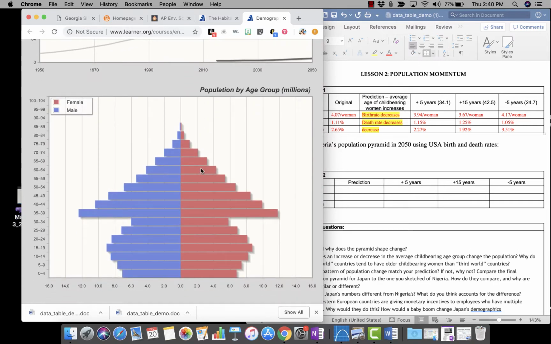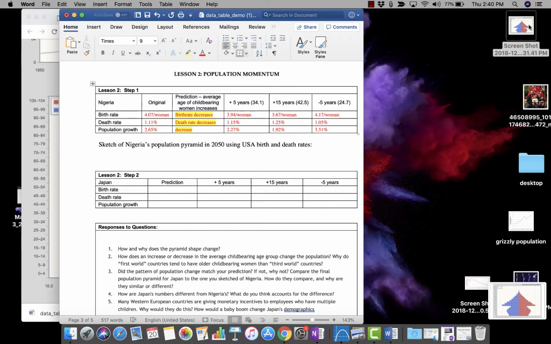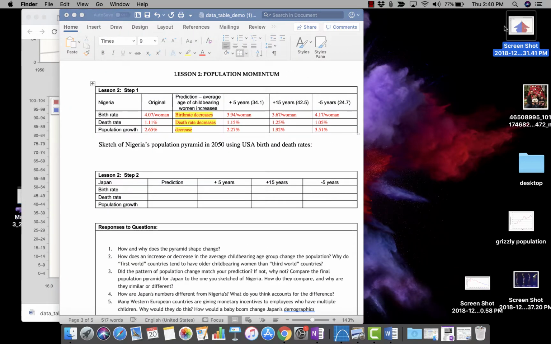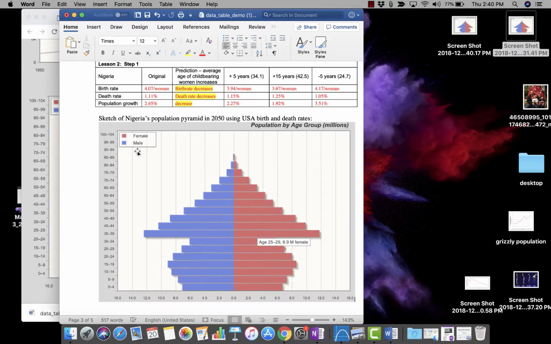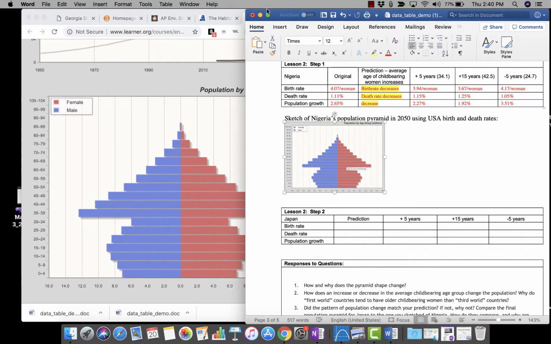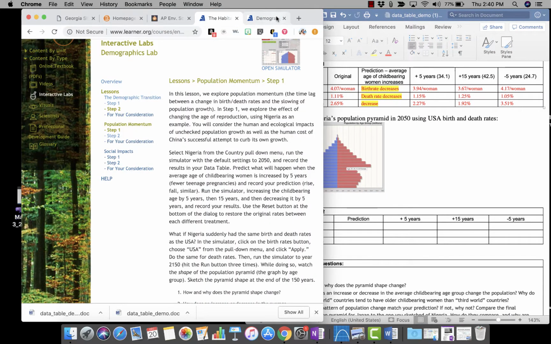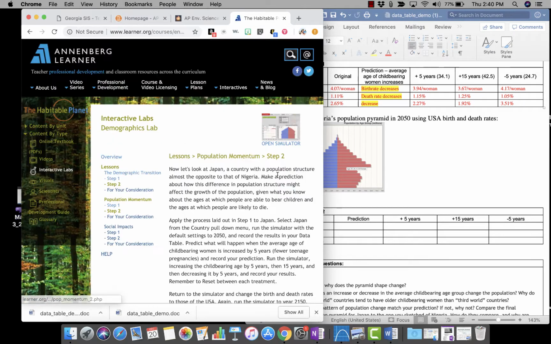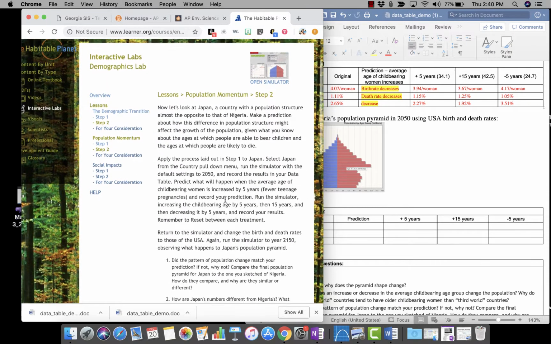Here's what we're going to get. So this part was actually right. So I'm just going to take a screenshot, and I'm going to plop it in here so I don't have to try and sketch the whole thing. And then let's see what step 2 says. Okay, step 2, we're going to look at Japan.